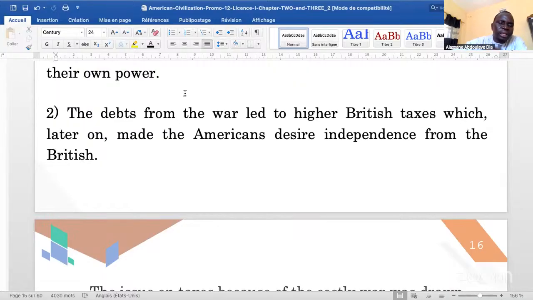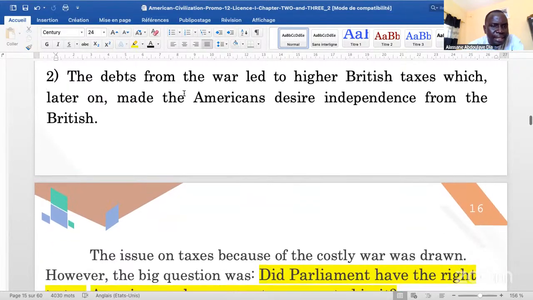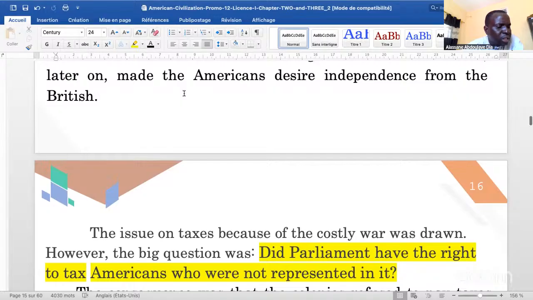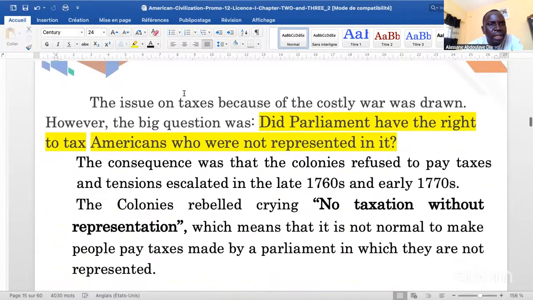What does it mean? The war was victorious. It means Britain won the war, but the war cost a lot of money. And because of that, the consequence was to raise taxes. The British imposed taxes, les impôts, and they imposed them on the American colonies. And the American colonies did not want to pay the taxes. So the American colonies wanted to refuse to pay the taxes.